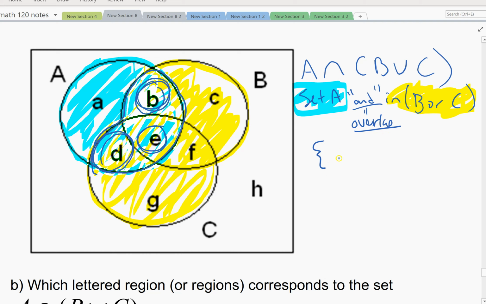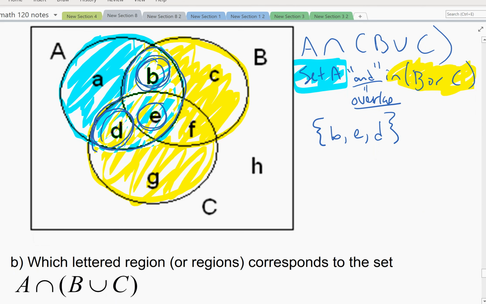The only part of the overlap between the blue set and the yellow set is B, E, and D, which spell out bed, and that's just a coincidence. So that's the region that corresponds to the set A and is in B or C.